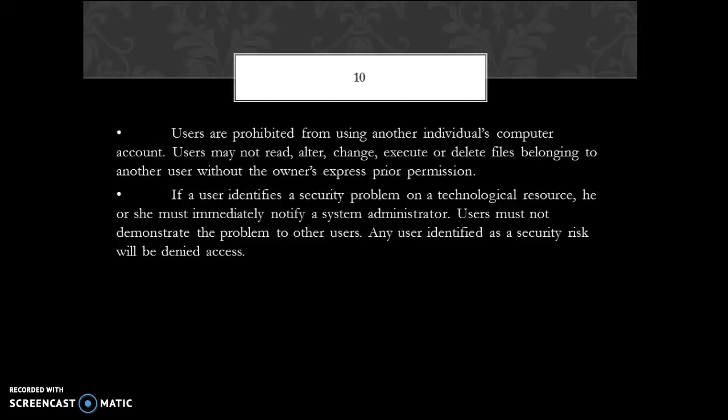If a user identifies a security problem on a technological resource, he or she must immediately notify a system administrator. Users must not demonstrate the problem to other users. Any user identified as a security risk will be denied access.